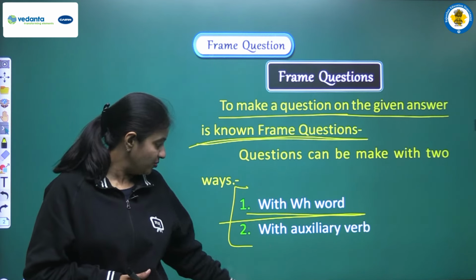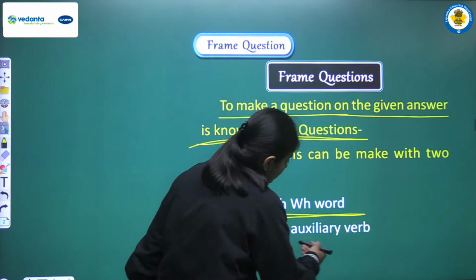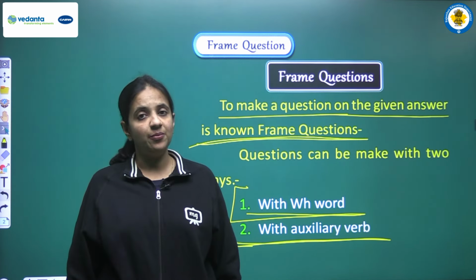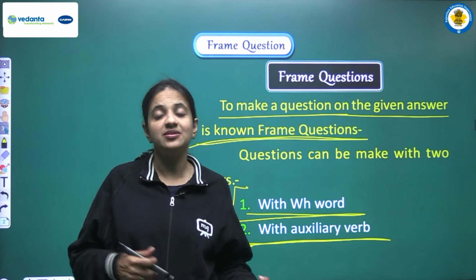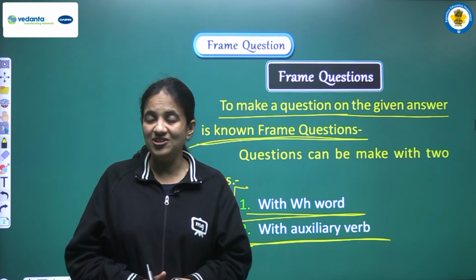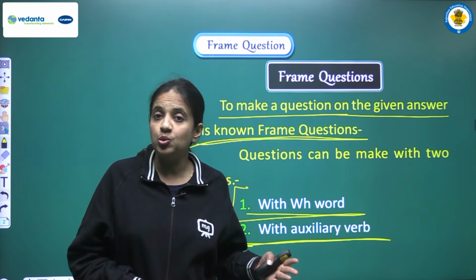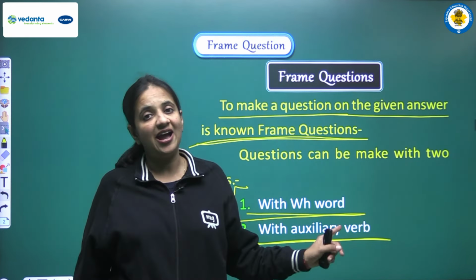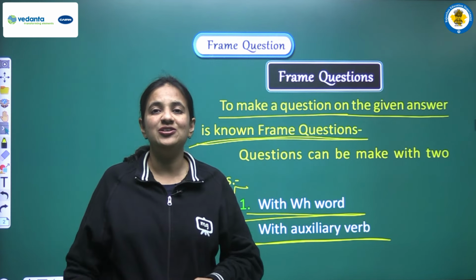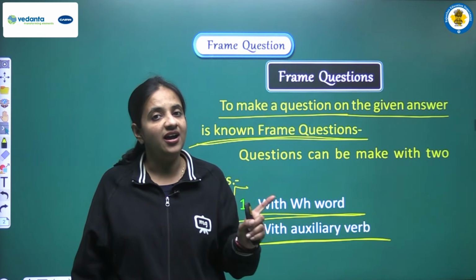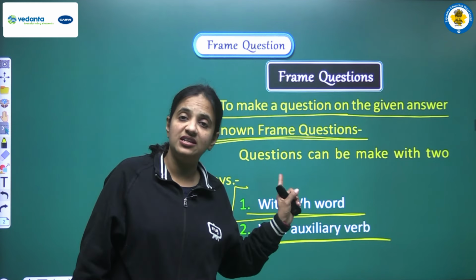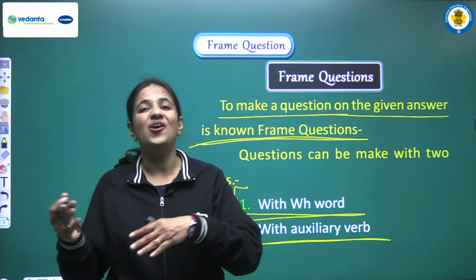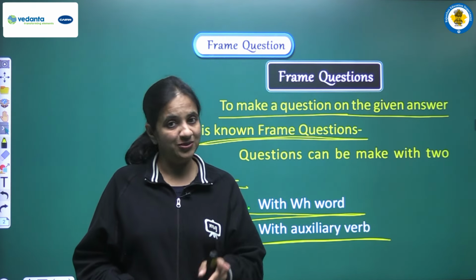Okay, now the second option is that we can make our question with any auxiliary verb. Yes, this is yet another option. Auxiliary verb means we have so many helping verbs and we also have modal auxiliaries. So if we have no WH word, then we can make our question with any auxiliary verb also. And here I am very sure that you all are able to recall that when we have any question that has an auxiliary verb in the beginning, then definitely the answer will be either yes or no. Okay, I hope this is clear to you all.